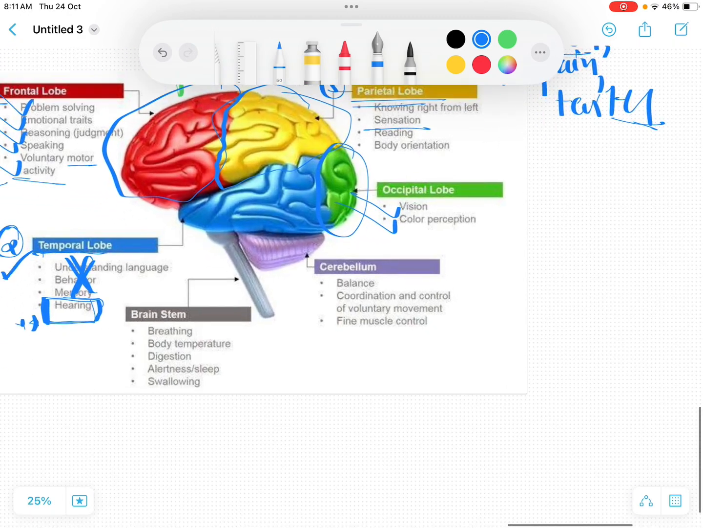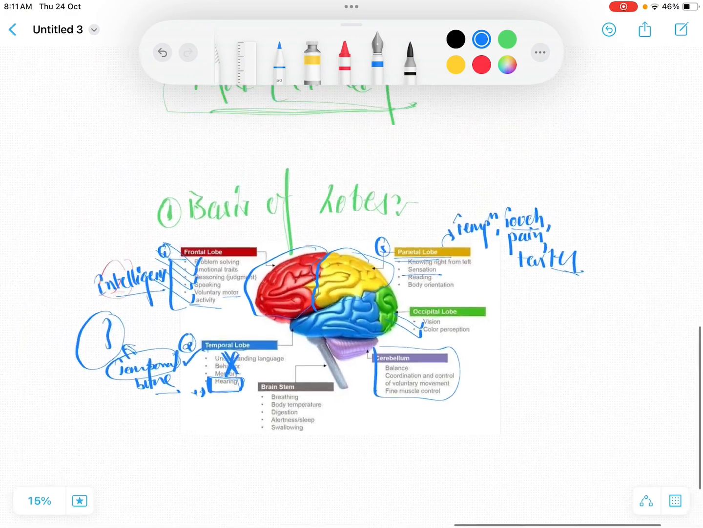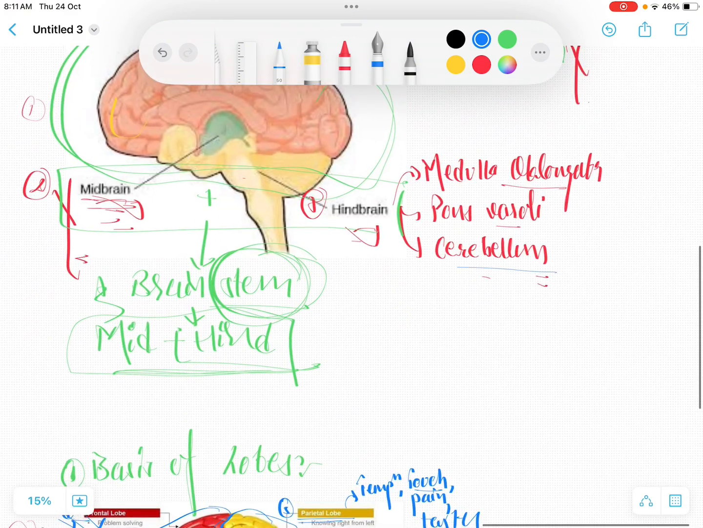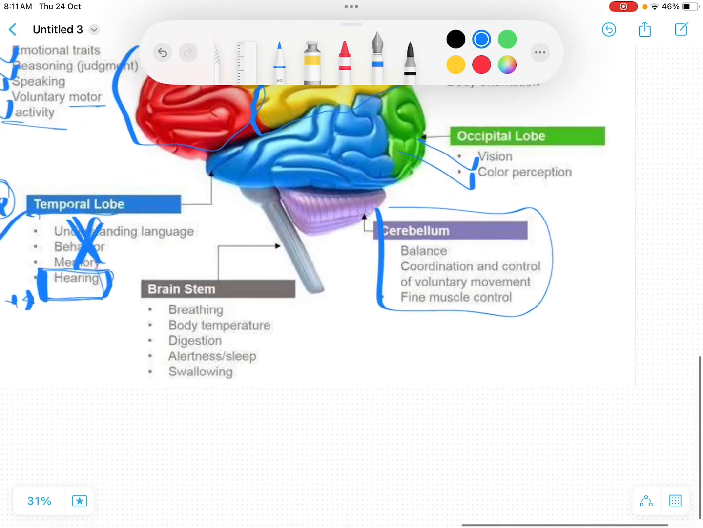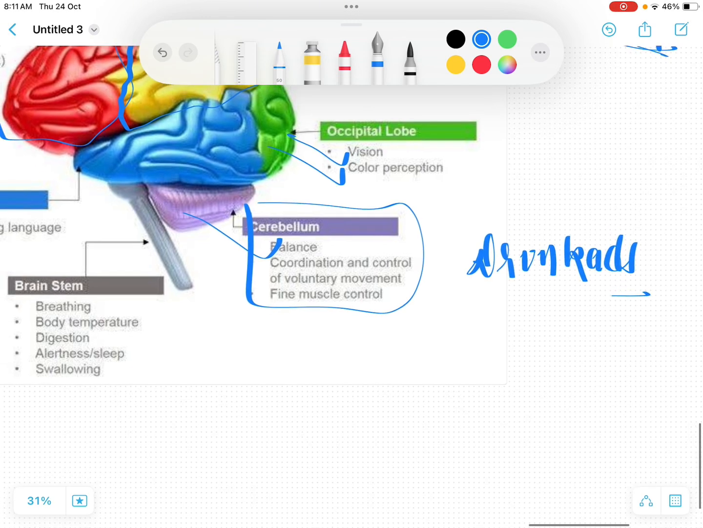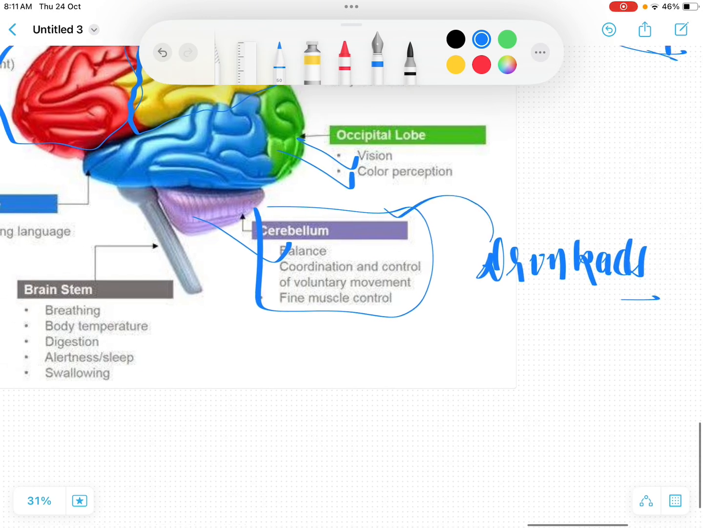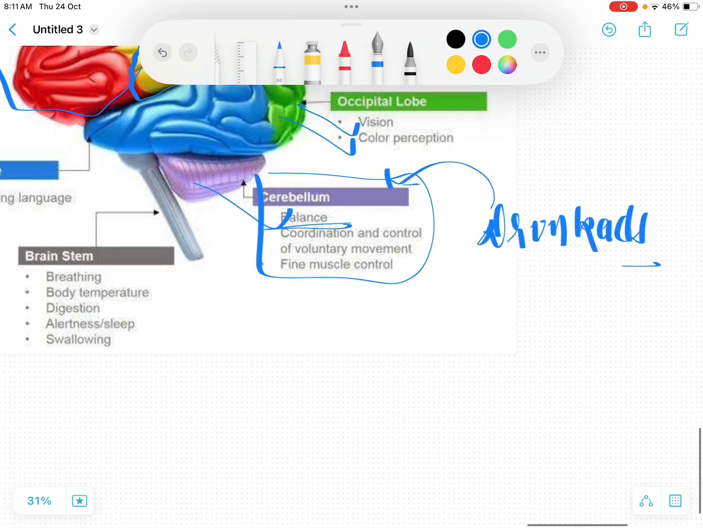Okay, so lastly, let's talk about the cerebellum. It is part of the hindbrain, right? Let's discuss the function of the cerebellum. The cerebellum is a very important organ in balancing. That's why drunkards lose control when they consume alcohol. Why? Because alcohol directly affects the cerebellum. Since the cerebellum functions in balancing, they can't balance themselves.